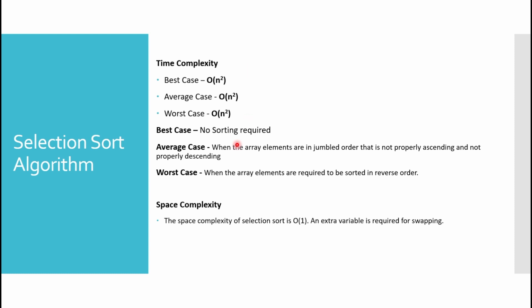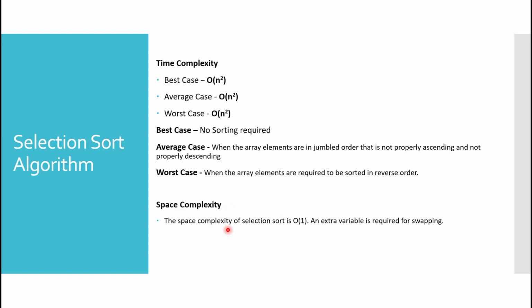Even though sorting is not required, you still need to compare with all those elements and the iteration will continue. The average case is when the array elements are in jumbled order, not properly ascending or descending. The worst case is when all the array elements are in reverse order. Suppose all the elements are in descending order, but I am trying to sort in ascending order. Even in that case, the complexity is the same.